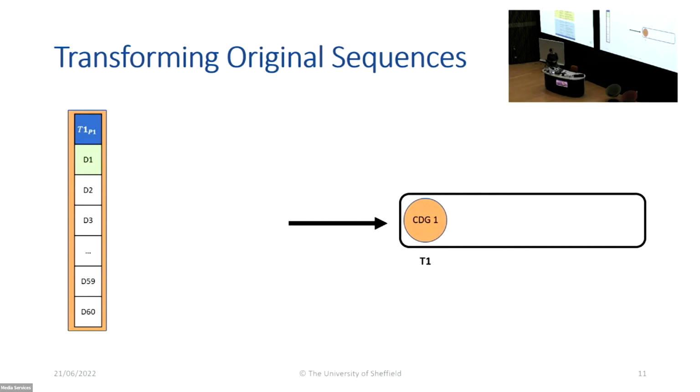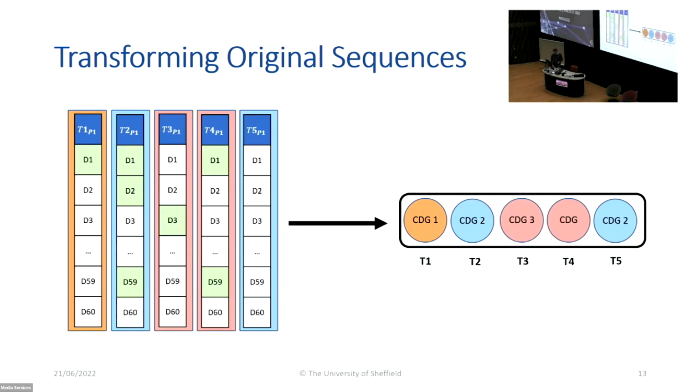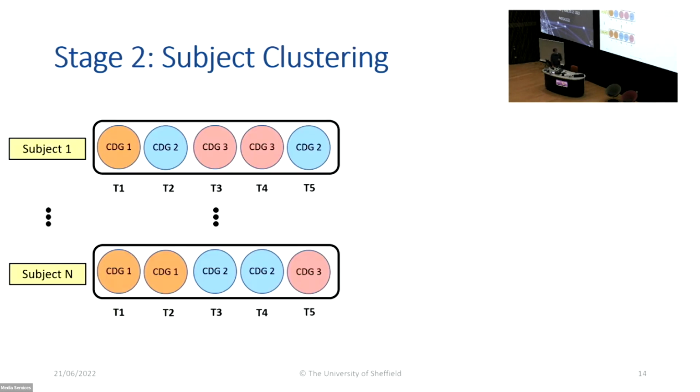This allows us to then transform the data set from the original binary vectors. Time point 1 of patient 1 goes into CDG1. Time point 2 goes into the second characteristic disease group, and then the rest follow. We do this for all the subjects in our data set, so all the subjects get transformed from the binary into a sequence of CDGs. Next, we train a hidden Markov model using these sequences of characteristic disease groups.